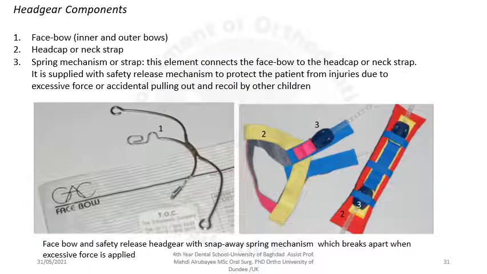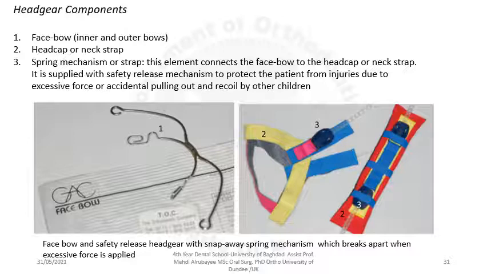Headgear components. First, the face bow, which includes the inner bow and outer bow. This is the inner bow and that's the outer bow. Second, head cap or neck strap. This is the neck strap. Third, the spring mechanisms or straps. This element connects the face bow to the head cap or neck strap.